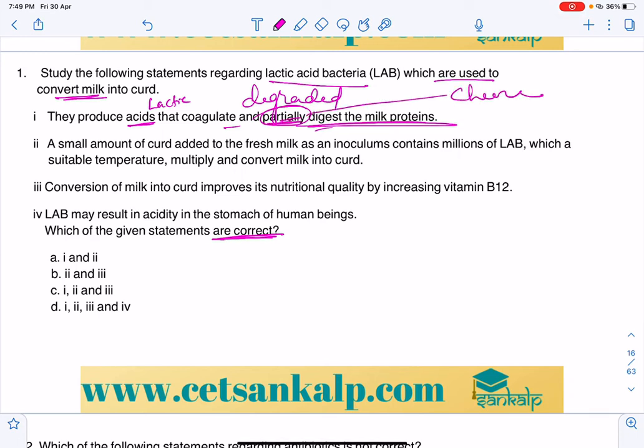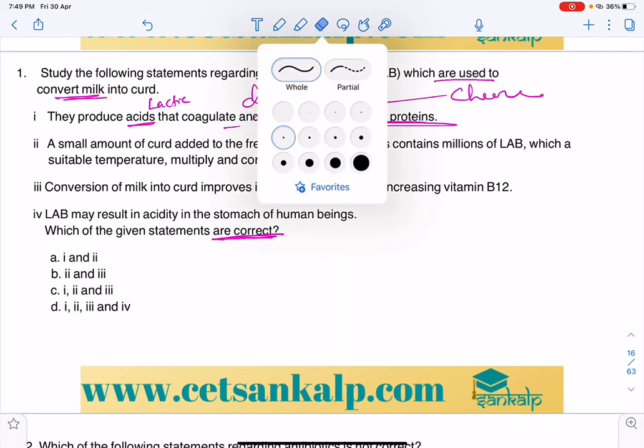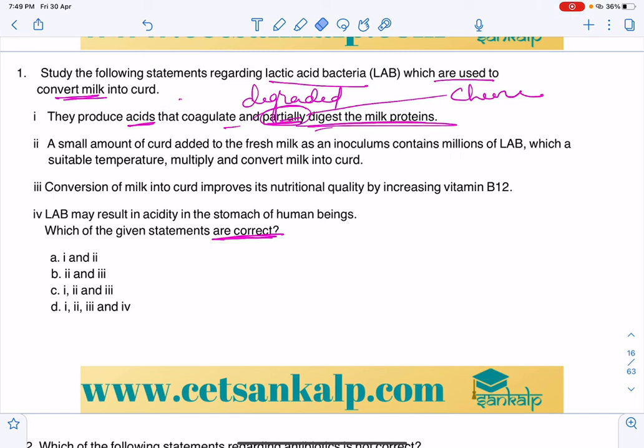So that is why we can say generally that statement we can take it as, so to produce lactic acid and coagulate and digest milk protein. So this is also we can say correct, partially or completely degrade, but it coagulates, right? So that is also we can say it is correct, right?